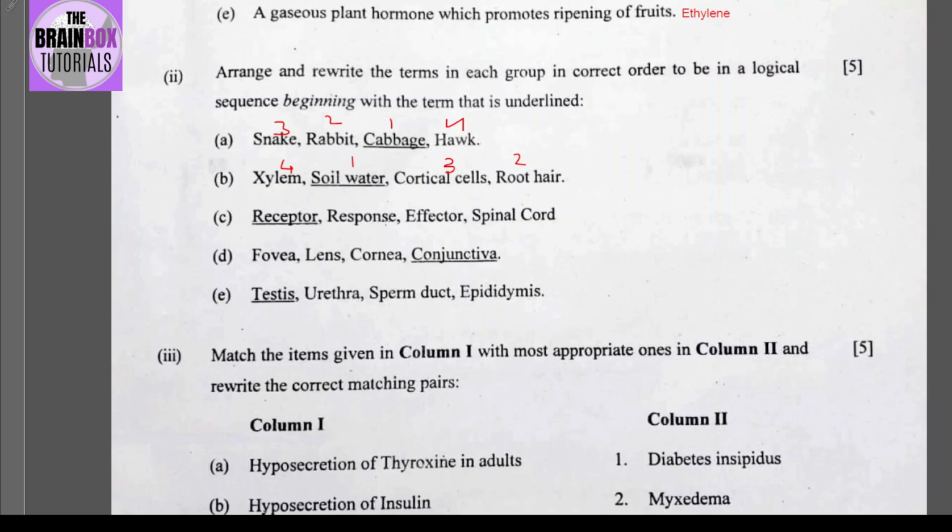Number C, receptor, response, effector, spinal cord. So first one is receptor, then spinal cord, then comes effector, and then it will be response. Number D, fovea, lens, cornea and conjunctiva. Number 1 conjunctiva, then cornea, then lens, and at last fovea. Number E, testis, urethra, sperm duct, epididymis. So number 1 is testis, number 2 is epididymis, number 3 is sperm duct, and last one urethra. Okay.